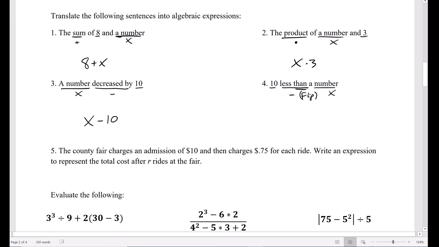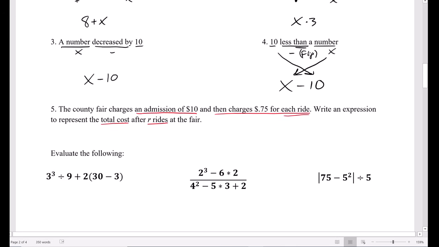And then number 4, it's 10 less than a number. Remember that word "than", that's one of our keywords. It tells us we need to flip the order. So x has to go first, and then the 10 will go after it. We have x minus 10. So it's actually the same answer as what we had in number 3. Okay, a number decreased by 10 is the same thing as saying 10 less than a number.